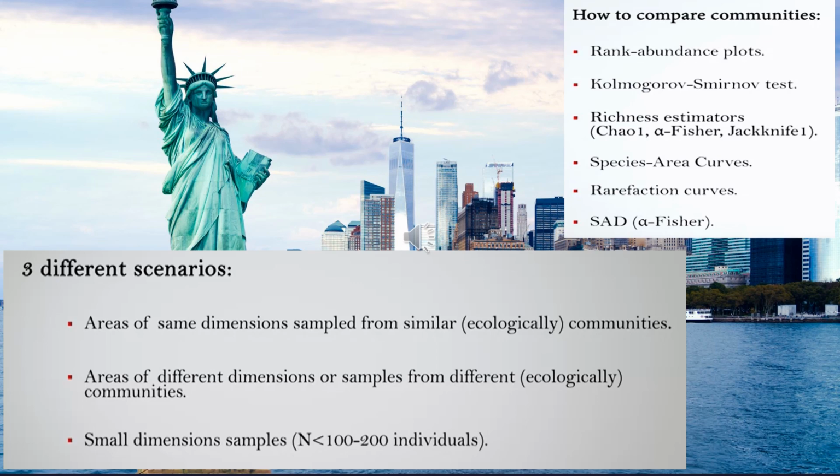We could have three different scenarios. The first one is that we have areas of the same dimensions sampled from similar ecological communities. The second one is that we have areas of different dimensions or samples from different ecological communities. The third scenario is that we can have a small sample, very often with a number of individuals less than 100 or 200.